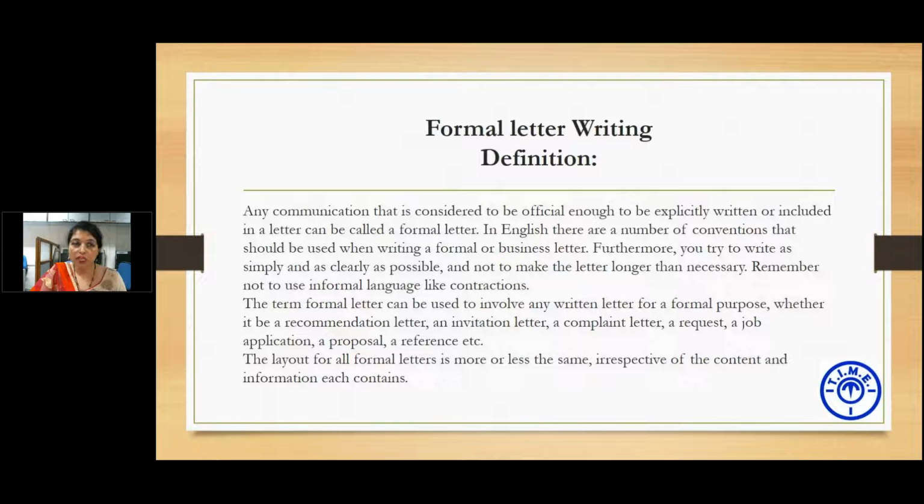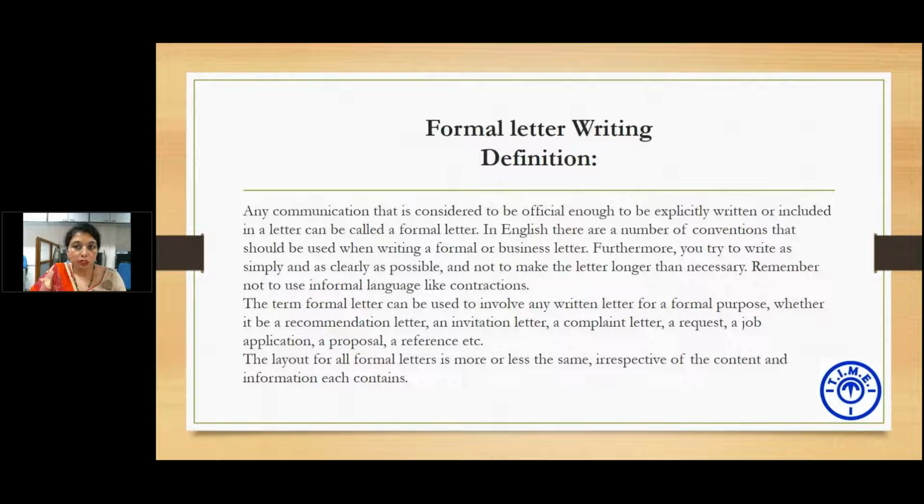Any communication that is considered to be official enough to be explicitly written or included in a letter is called a formal letter. In English, there are a number of conventions that should be kept in mind when writing a formal or business letter.